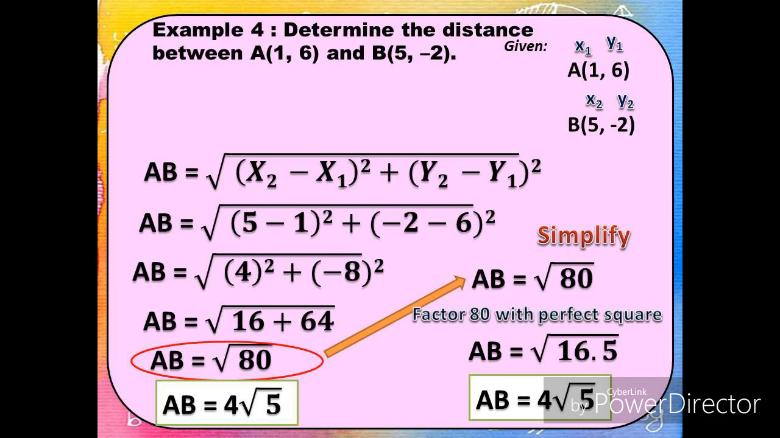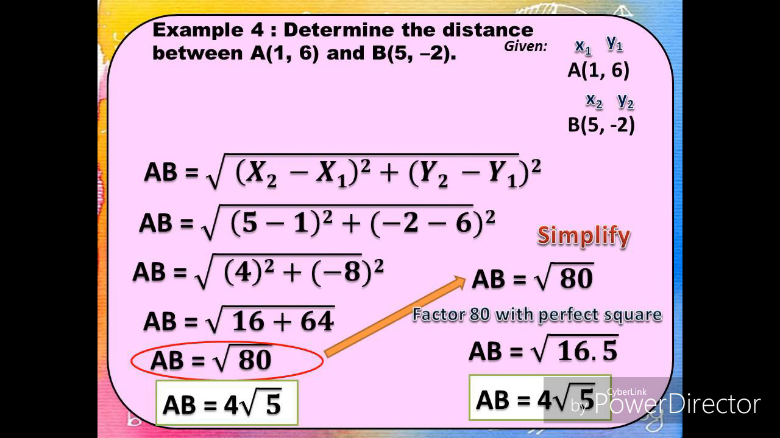minus 6 squared. Then 5 minus 1 is 4, so we have 4 squared, plus negative 2 minus 6, which is negative 8, squared. Then 4 squared is 16, negative 8 squared is 64. Then 16 plus 64 is the square root of 80. So we're going to simplify the square root of 80.